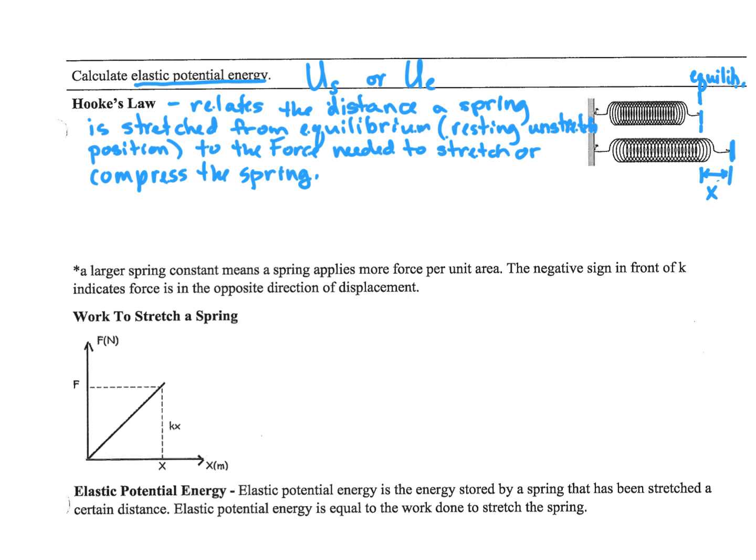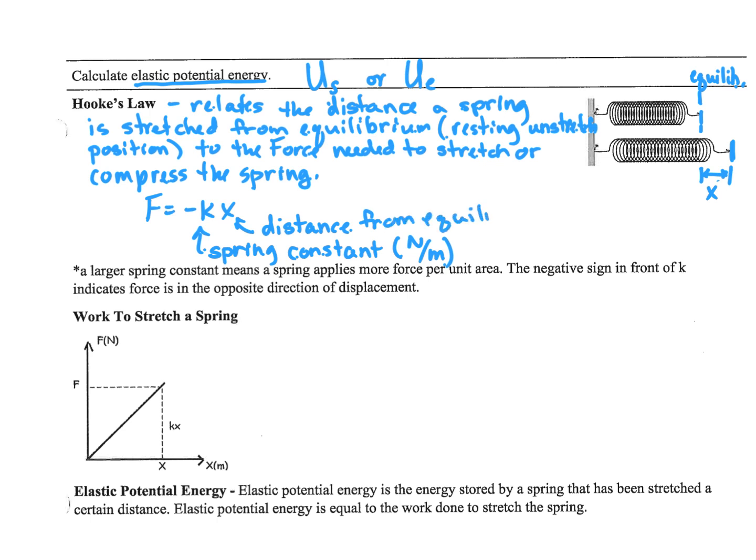F is going to be equal to negative kx. This is what we call our spring constant. The bigger it is, the stiffer the spring. Spring constant is in newtons per meter, okay? And x is going to be the distance stretched from equilibrium or compressed. Okay?